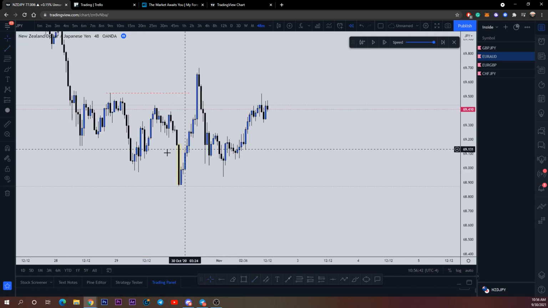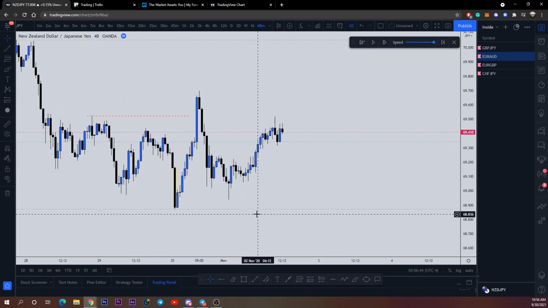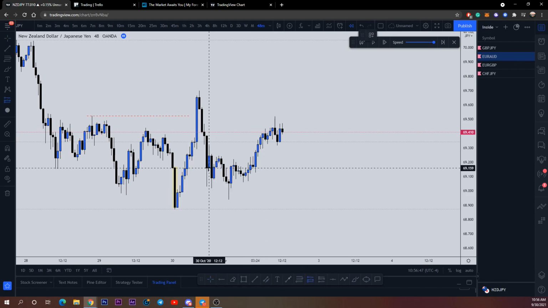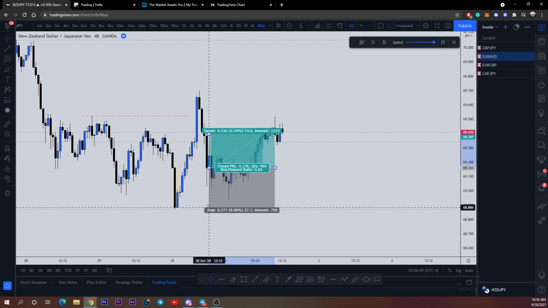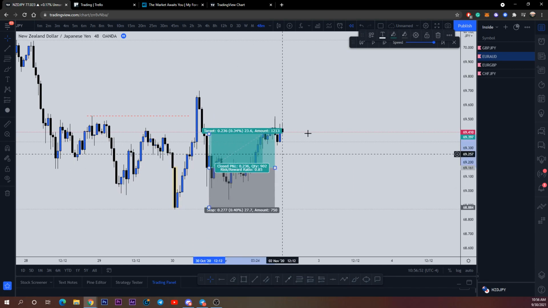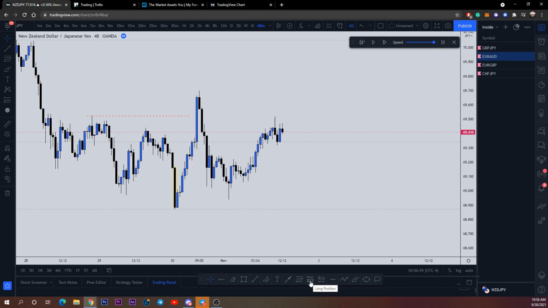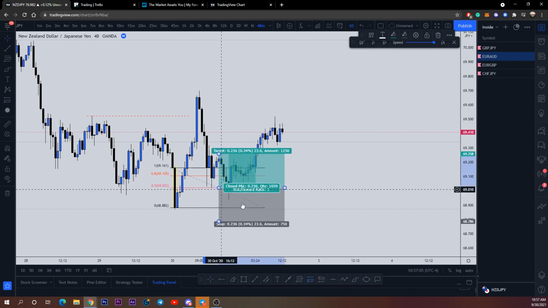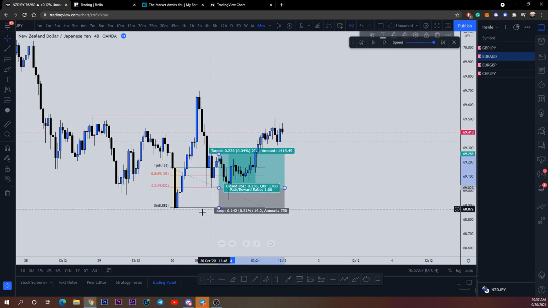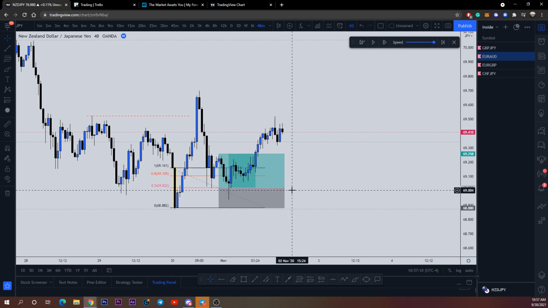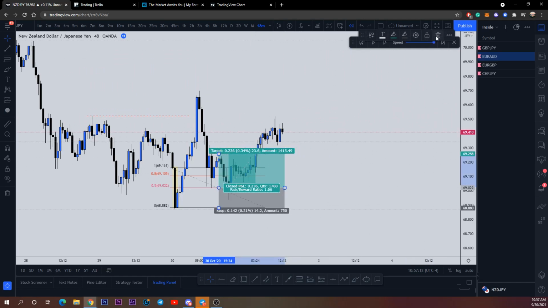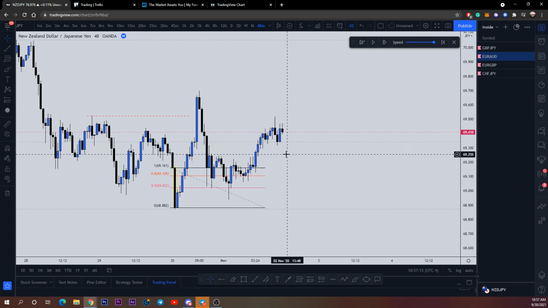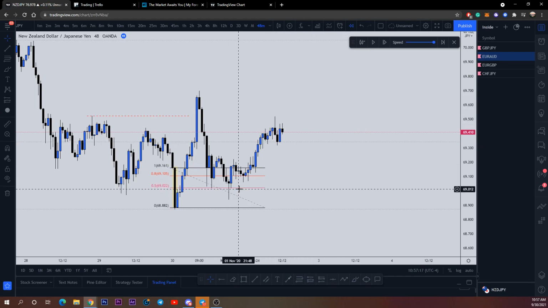Okay, cool. Now, if you're looking for entries inside of here, you have many possibilities, right? You could take an entry off of the open. If you want a 27 pip stop loss, you can take an entry off the open, or you could take an entry off of the 50%. That'd be like a 14 pip stop loss, which is not bad. I like to keep it under 7 for me, but some people can do that. If that works for you, go ahead, right?